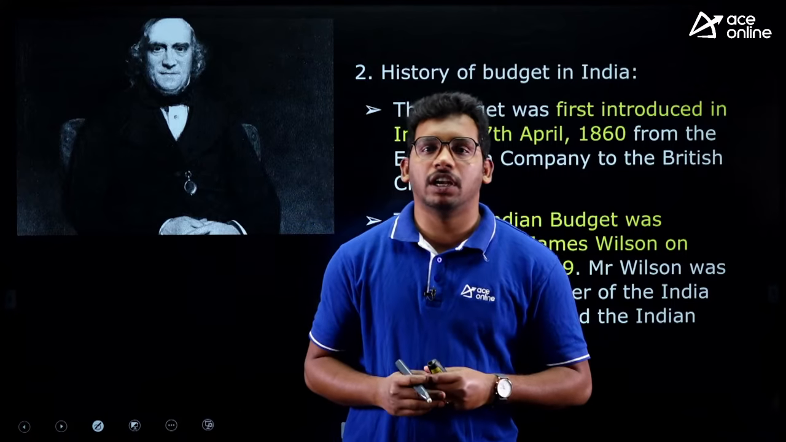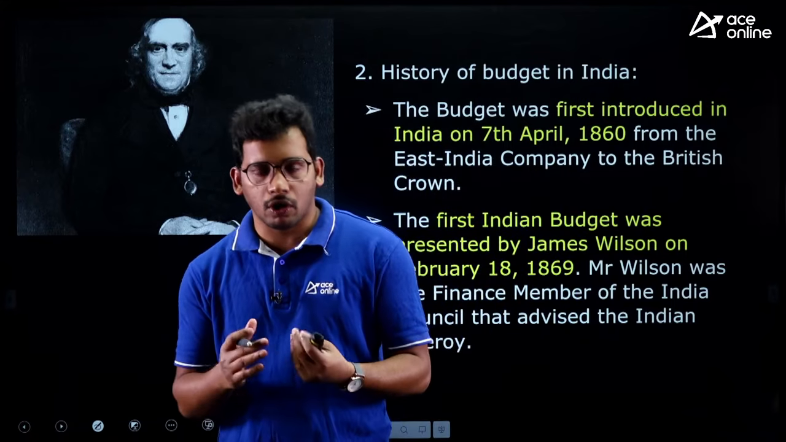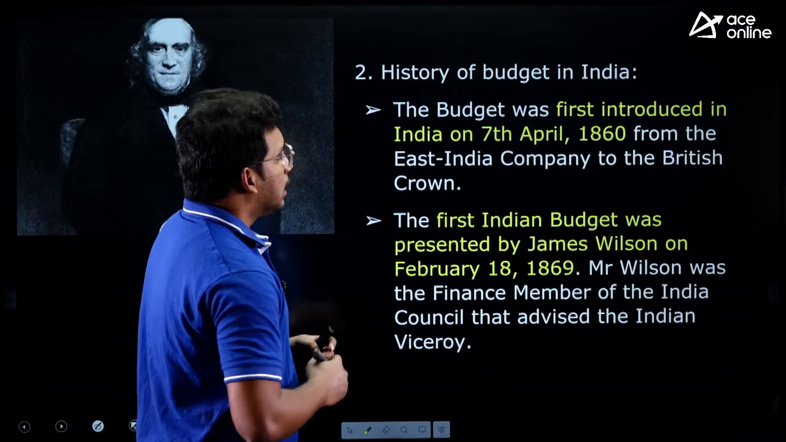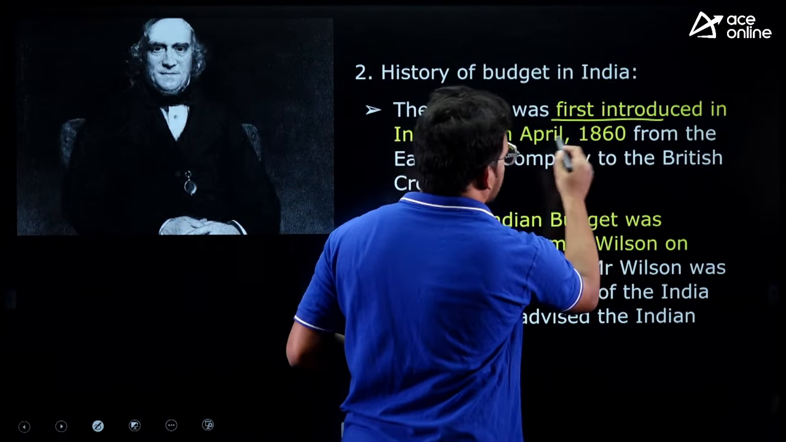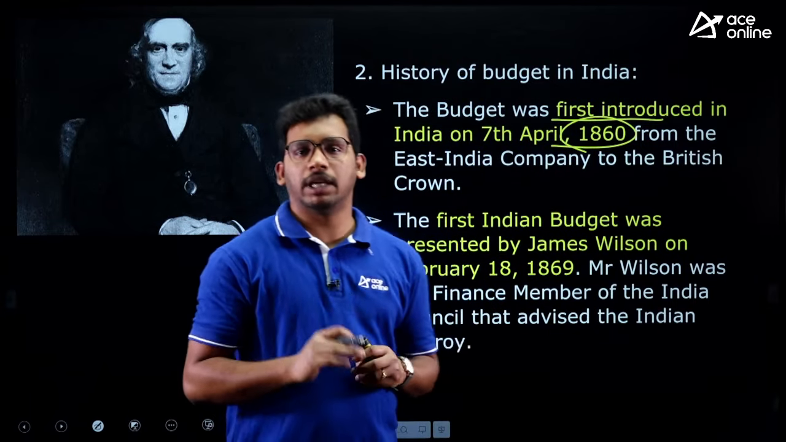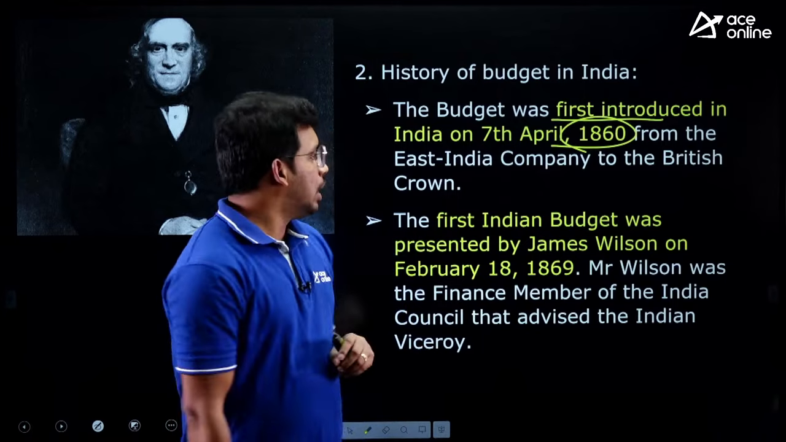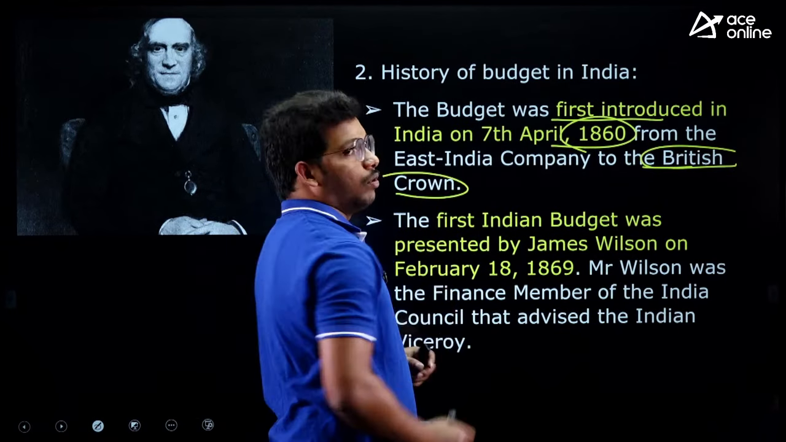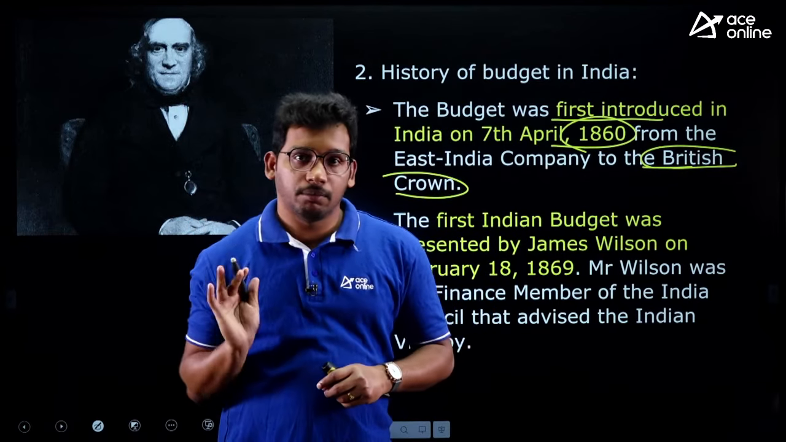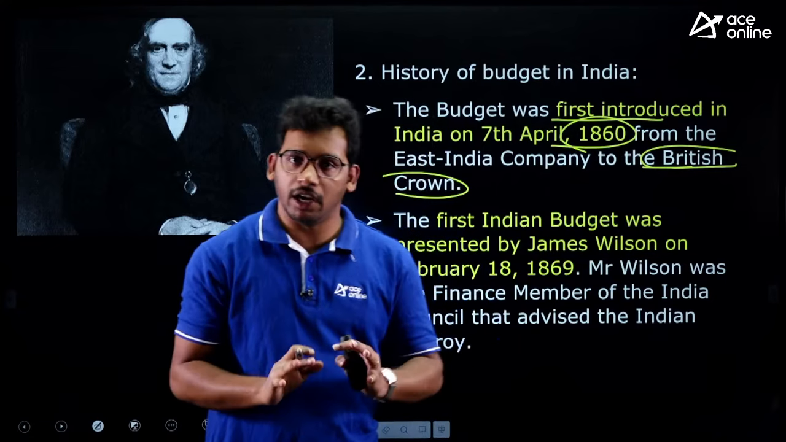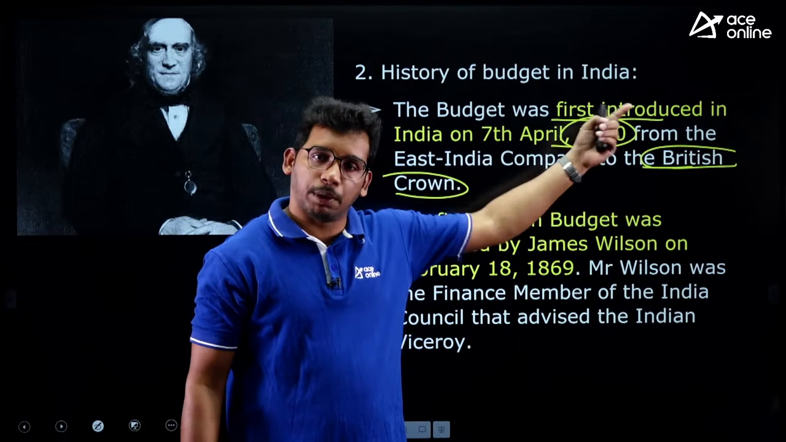When was it launched in India, how many years back? What are all the important historical aspects? We will see here. The first time the element of budget was put forward was in 1860 by the East India Company, right? So the budget was prepared by the British Crown. The government in UK, Britain, prepared our budget. We as Indians did not prepare it in India.